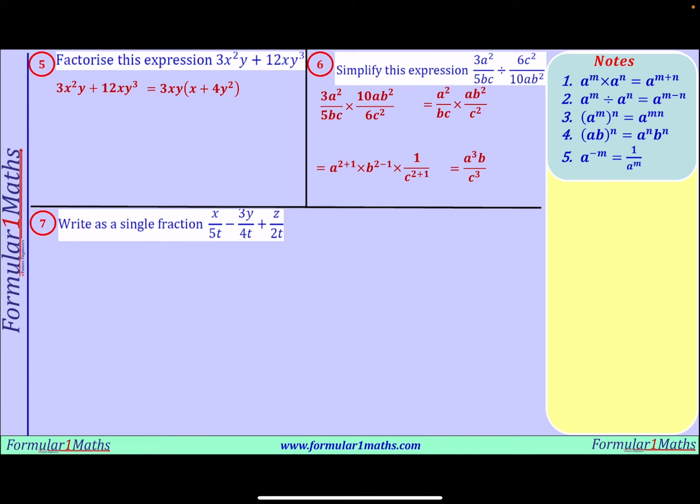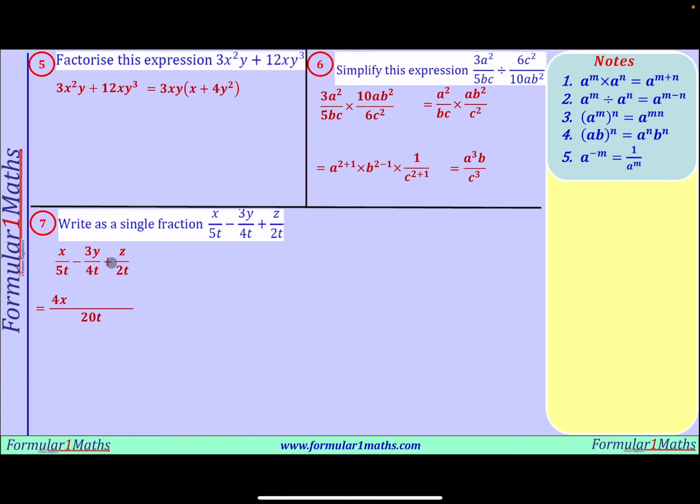Question 7. Write as a single fraction x over 5t minus 3y over 4t plus z over 2t. So what we do here is to find the common denominator of 5t, 4t, and 2t. And that will be 20t. So we put our common denominator down like this. How many times will 5t go into 20t? That will be 4. Multiply the 4 by x to get 4x.